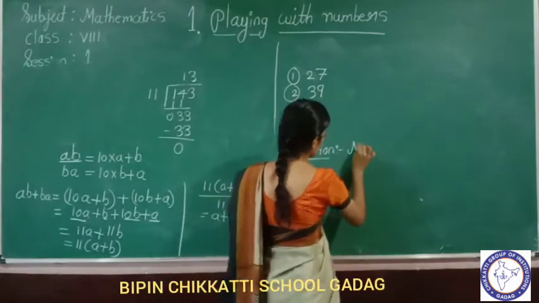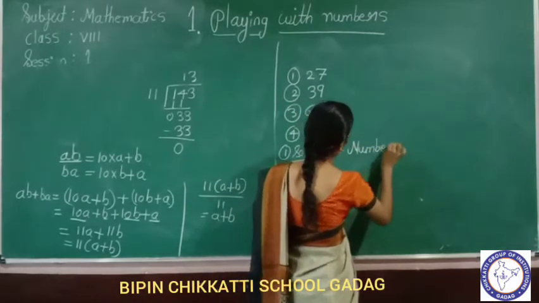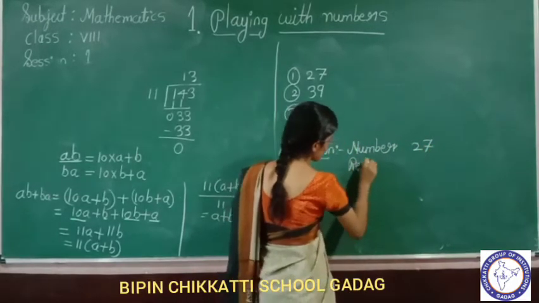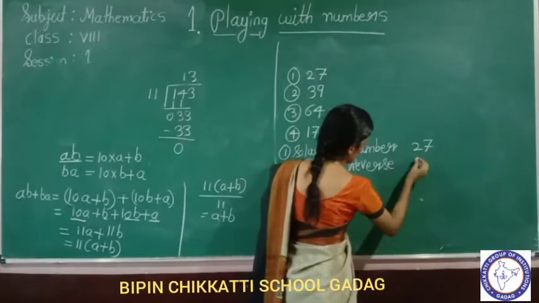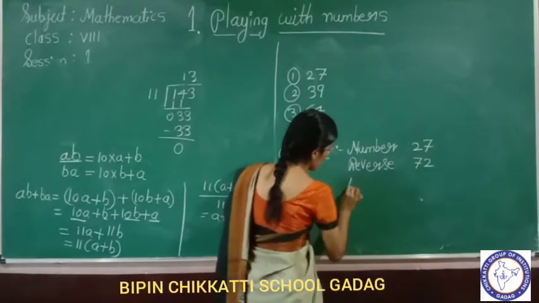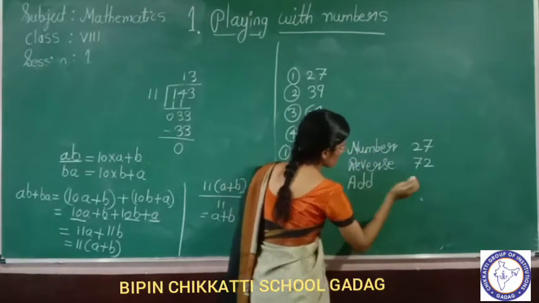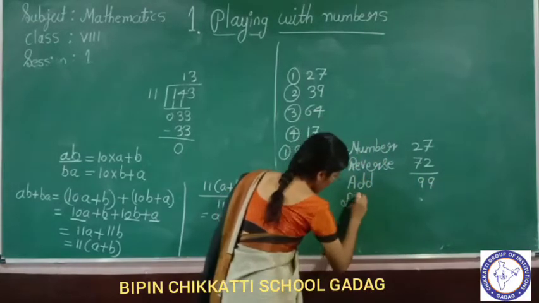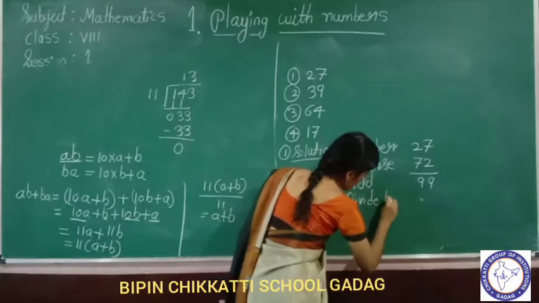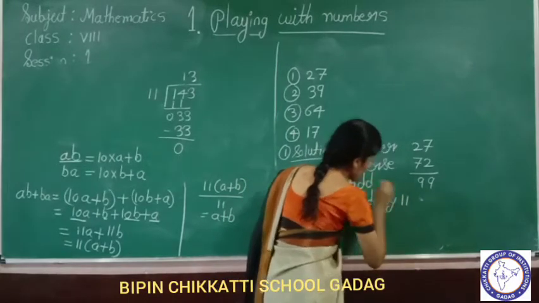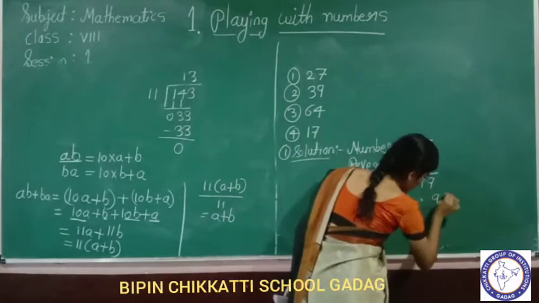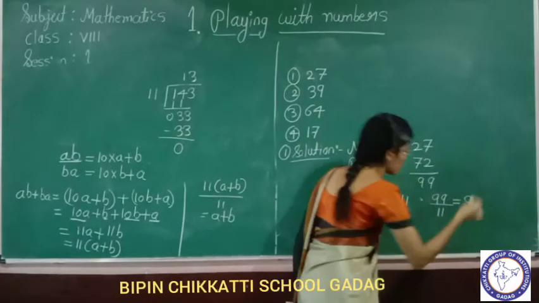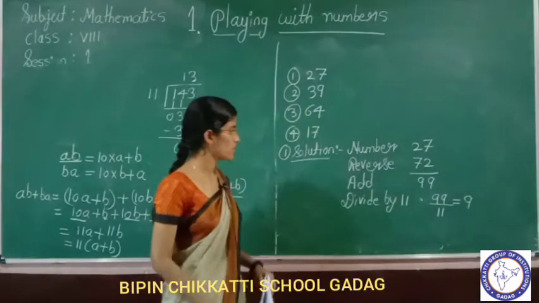The given number is, what is the given number? It is 27. Reverse the number. We are getting 72. Add it. We are getting 99. Divide by 11. If we divide by 11, what will we get? 9. No remainder. Yes or no? No remainder.